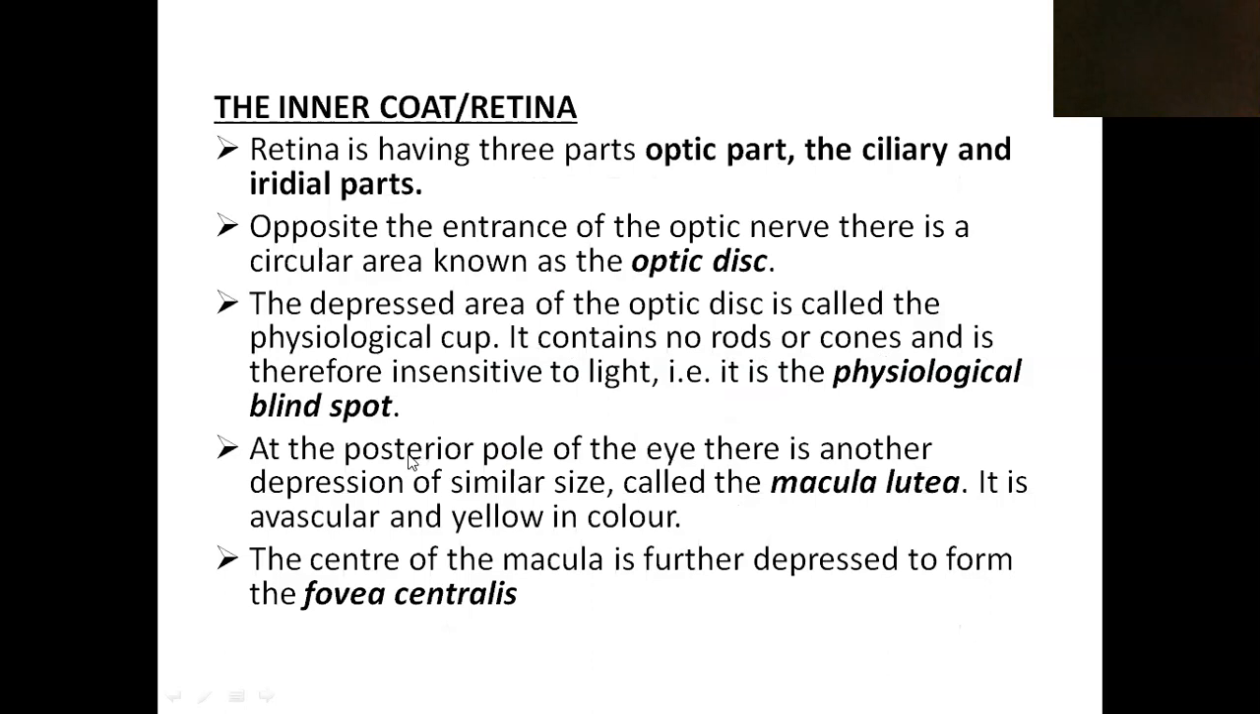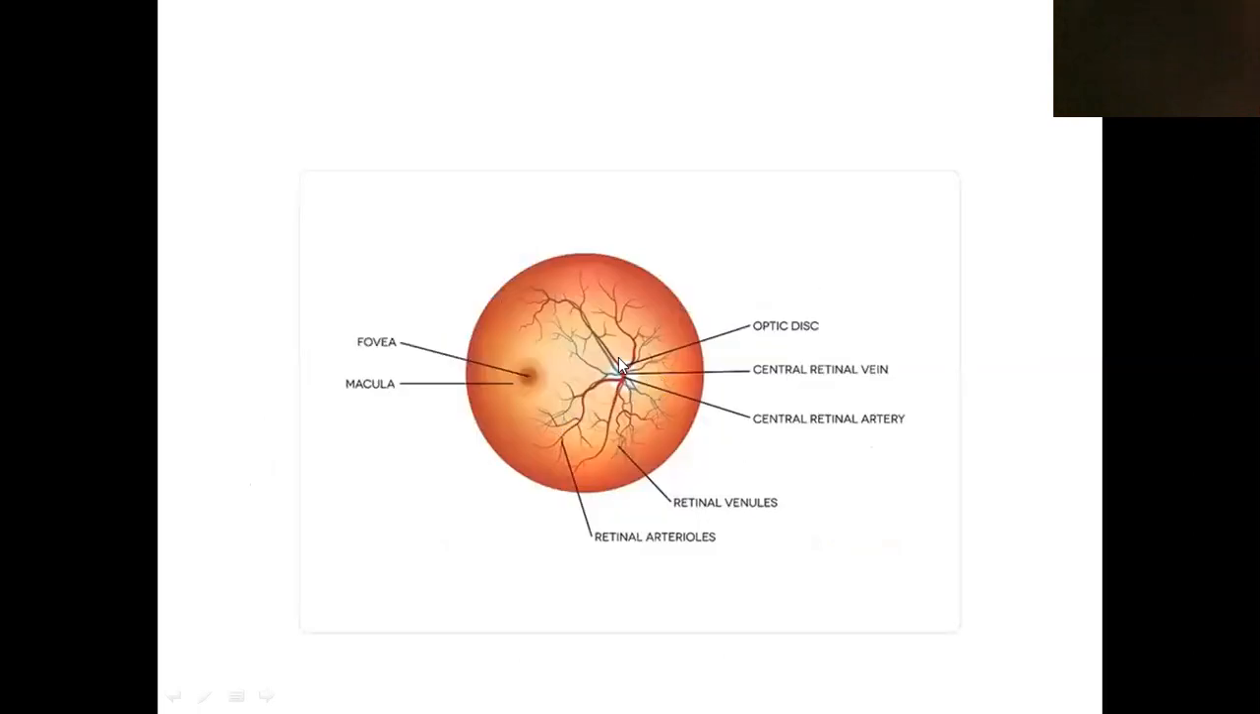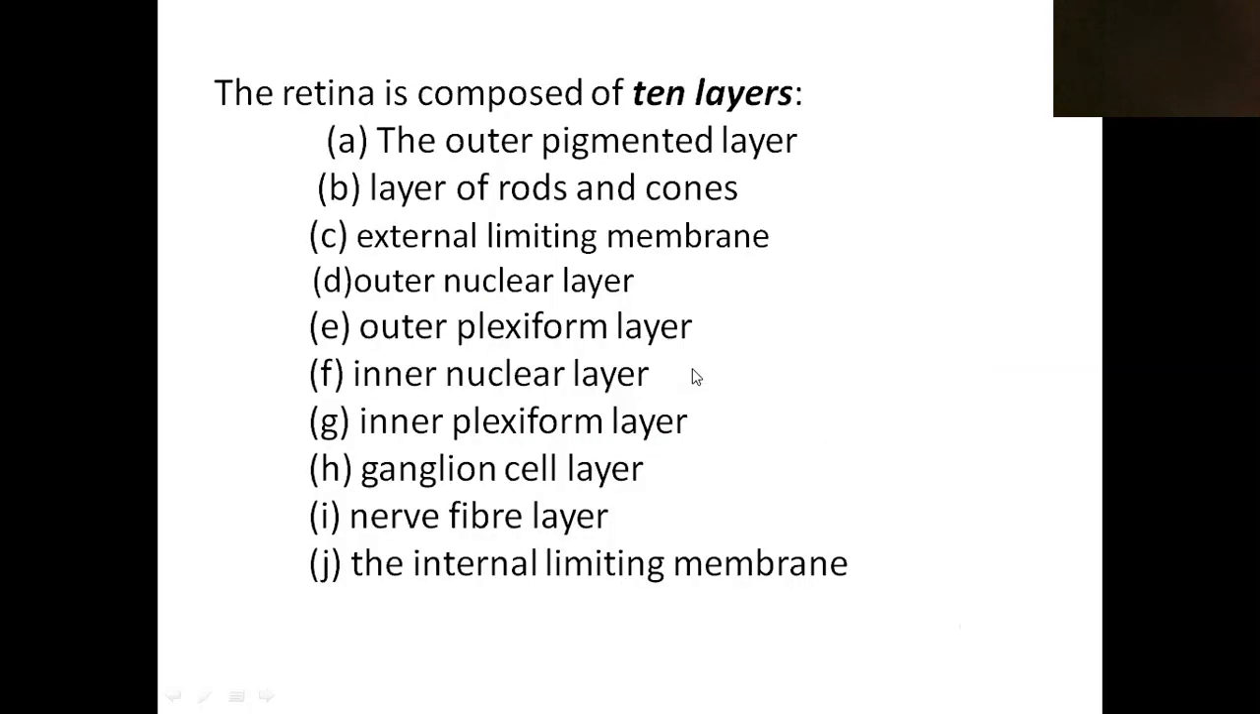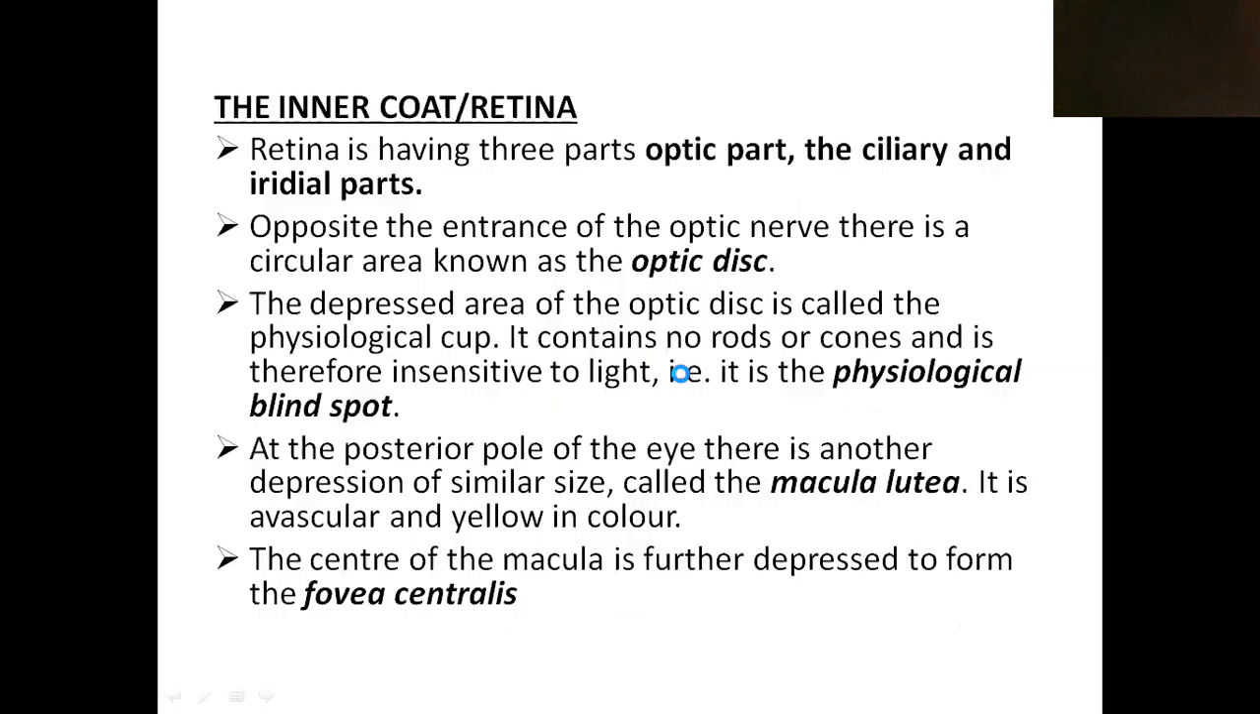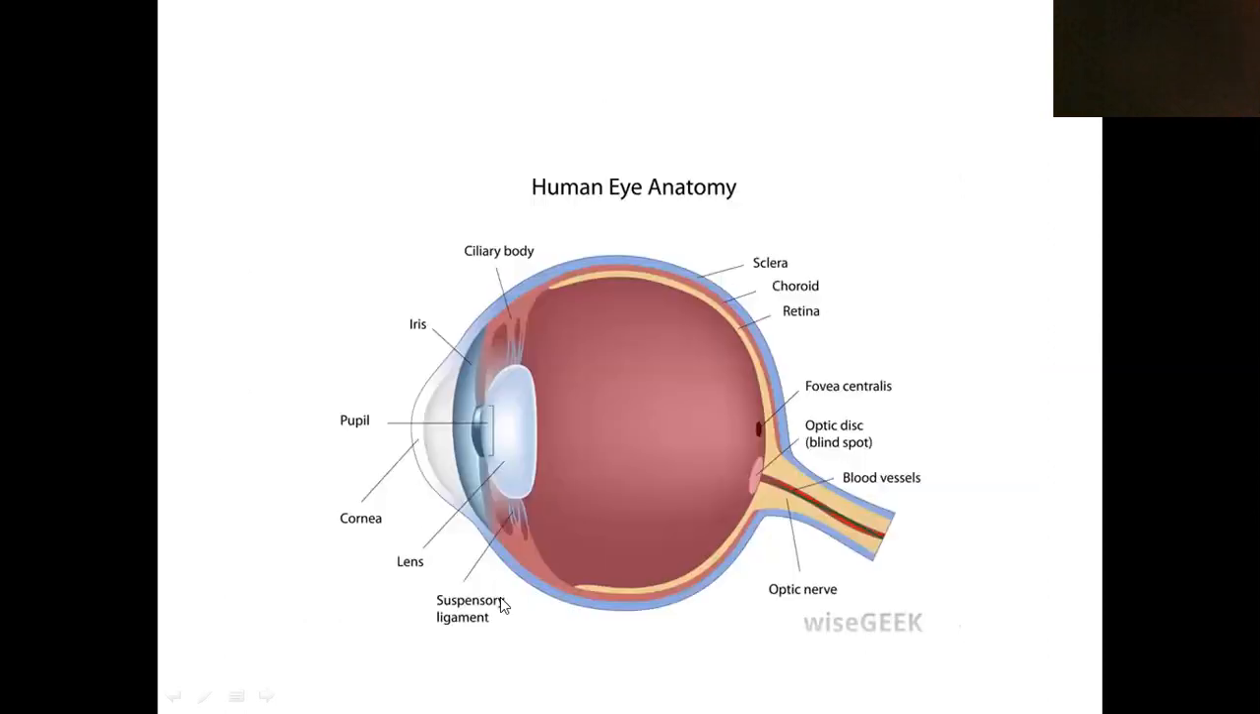Then towards the posterior part, or a little bit laterally, there we can see another depression. It is known as the macula lutea. See this rounded depression, which is the optic disc. Its central part is the physiological blind spot. Towards the posterior part, laterally, we can see another depression, the macula lutea. Its central part is the fovea centralis. The remaining details you have to read. So macula lutea and fovea centralis, the details of those you have to read.